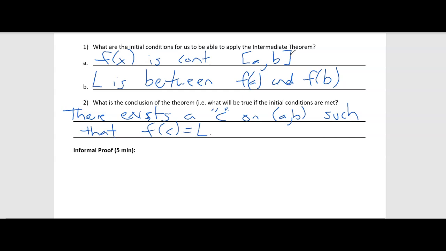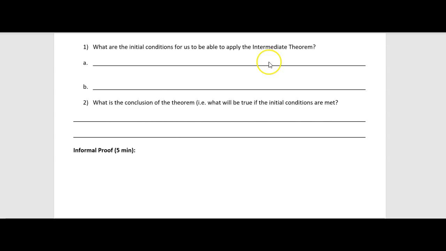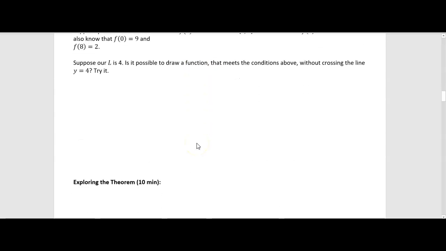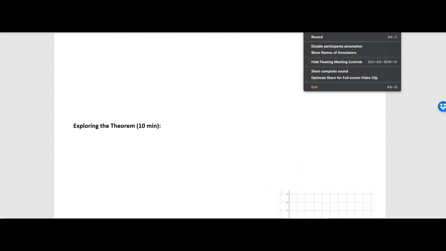So we're going to talk about a lot of theorems throughout this course, and it's always important to identify what the initial conditions are and what the conclusion is. What has to be true for us to apply the theorem? Those are the conditions, and then if those conditions are true, what follows? Okay, let's look at a little informal proof. I spaced these notes out in my video so that we would have more space, but they may not look like they do on your paper. That's okay.